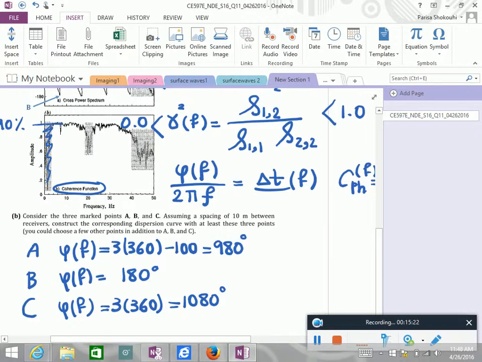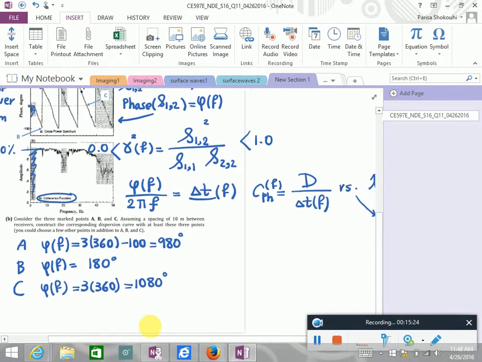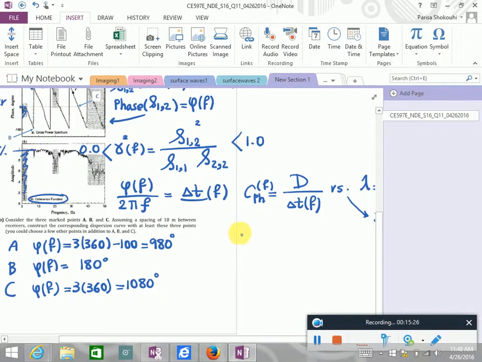This is all degrees. Now we have to calculate delta t. That means for each of them, you divide this by 360 by f. So we also need to know what is the frequency at every point. At A, 32. Yeah, I have 32. This is like you have to eye it, so it may not be perfect.